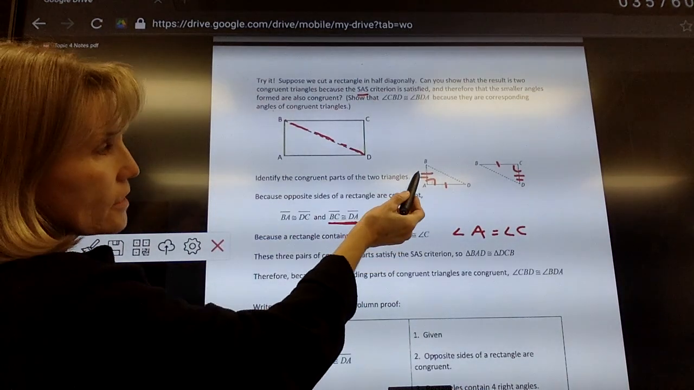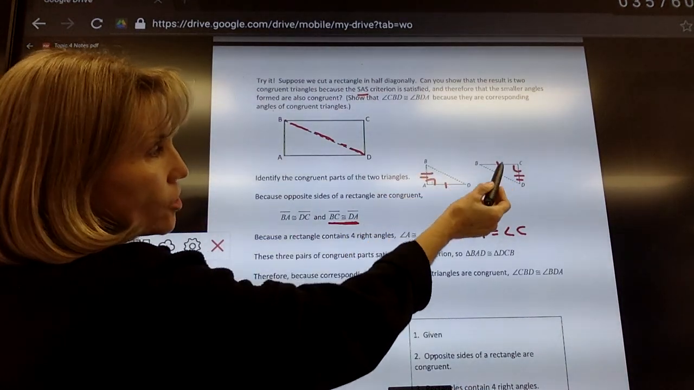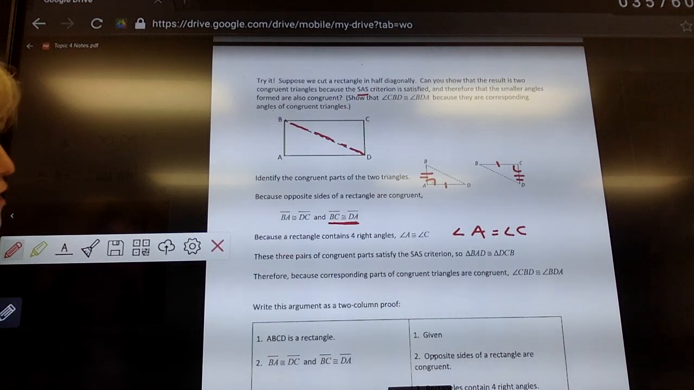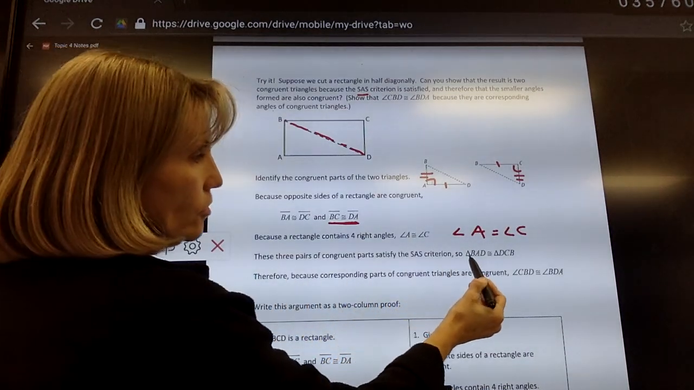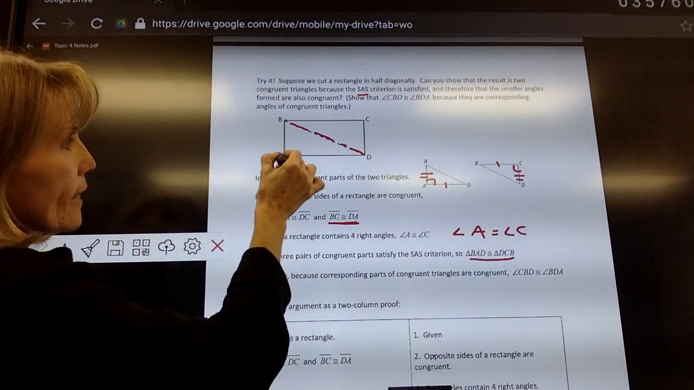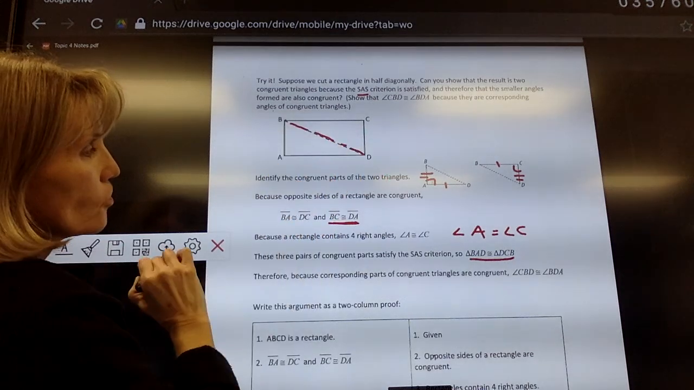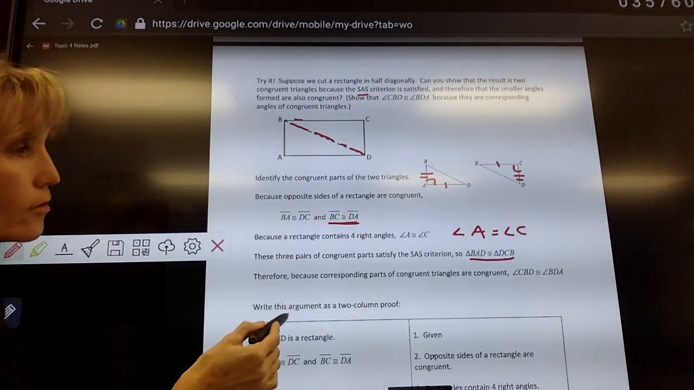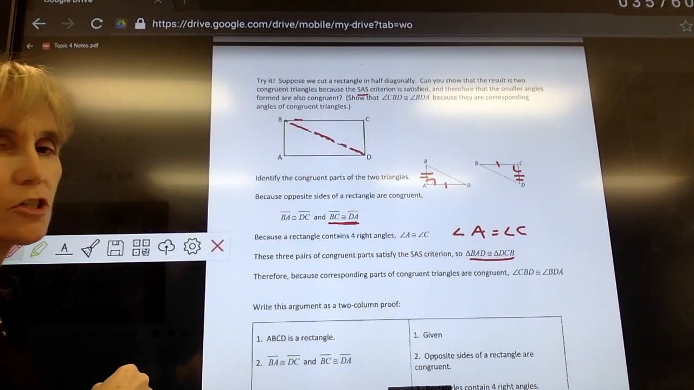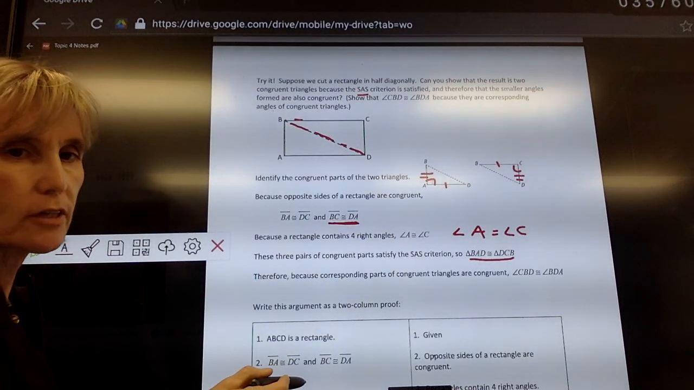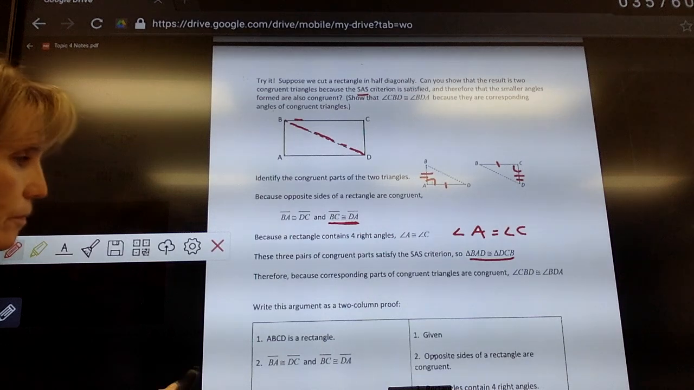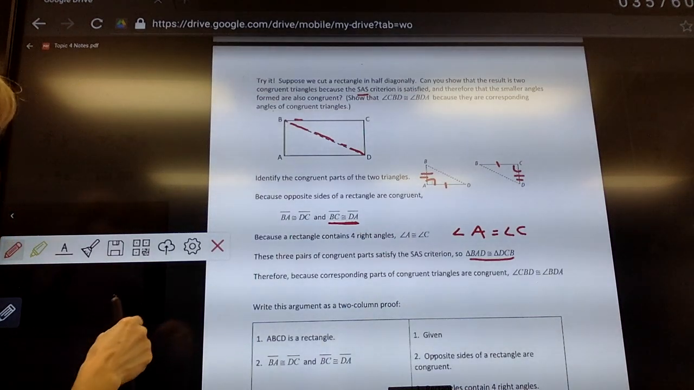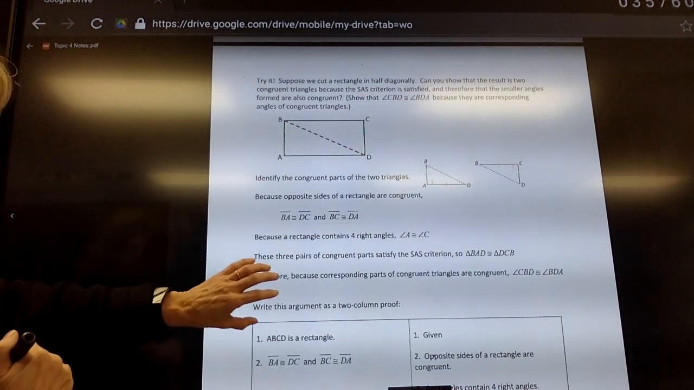So since I have a side, angle, side combination in both of those triangles, then we know that the two triangles, BAD, that triangle, is congruent to DCB. And because the two triangles are congruent, all of their parts are congruent to each other. All the angles that correspond to each other are congruent. It says we can write this argument in a proof.